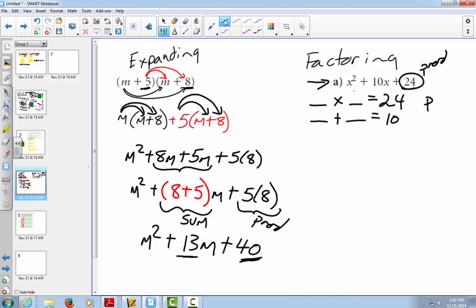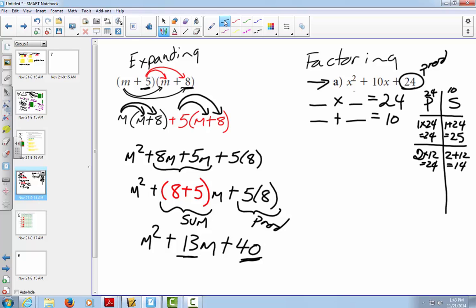It has to be the same two numbers. So I'm going to do what I call a product and sum chart. Product is 24, sum of 10. First two numbers, 1 times 24 equals 24. 1 plus 24 equals 25. Not our answer. 2 times 12 equals 24. 2 plus 12 equals 14. Still not our answer.